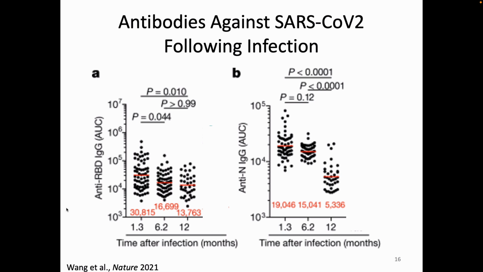I have white boxes over some of their data because this paper makes a bunch of really fabulous points, and I don't want to get us confused by going on one of the other points. So I'm just trying to show you the data on the point that I wanted to make. This is looking at SARS-CoV-2 antibodies following infection. Here they are looking at antibodies against 2 different antigens in people 1.3, 6.2, or 12 months after infection. And so if you look at this, what do you see?